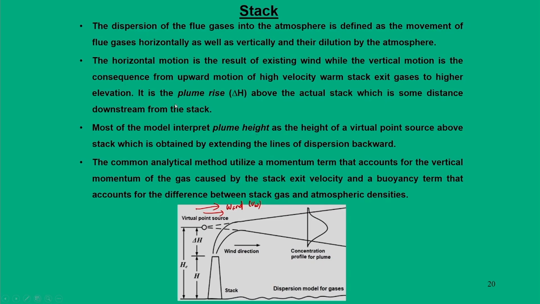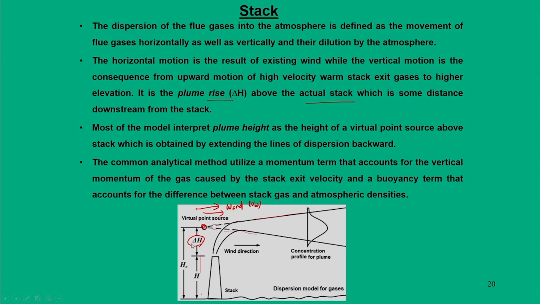So, what is done is that a plume rise is defined, which is delta H, and this is above the actual stack height H. Delta H is an additional height called the plume rise, and it is defined as the height of a virtual point source above the stack, which is obtained by extending the lines of dispersion backward. So, the flue gas lines of dispersion are these two, and when we extend them backward, we arrive at a point called the point source, and from this point source we can measure this height above H, which is nothing but your delta H.